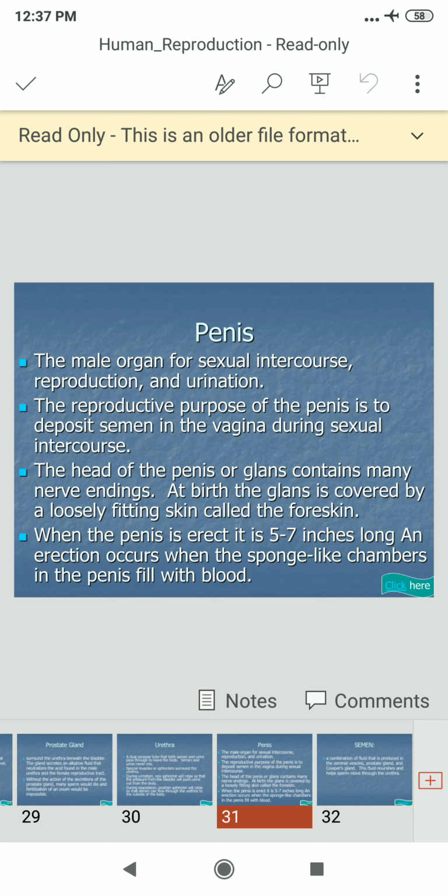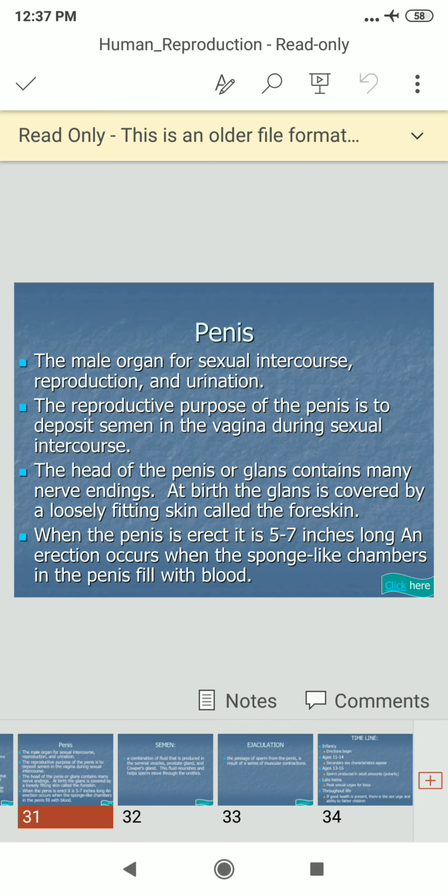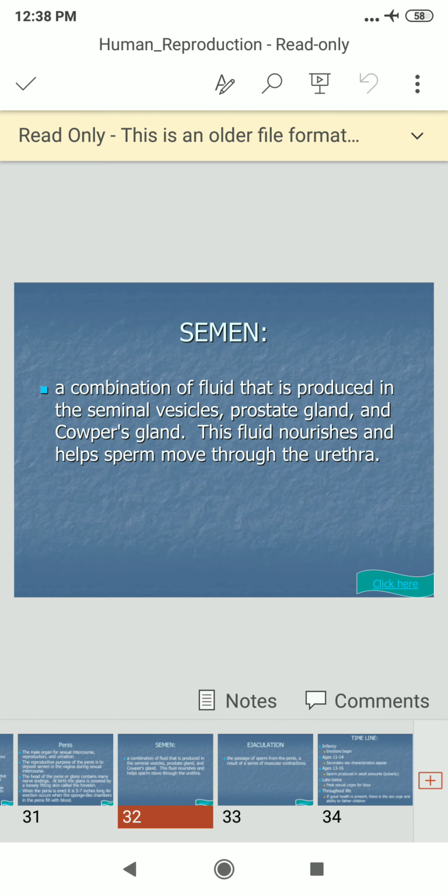At birth, the glans is covered by loosely fitting skin called the foreskin. When the penis is erect, it is 5 to 7 inches long, and erection occurs when the sponge-like chambers in the penis fill with blood. Semen is a combination of fluid that is produced in the seminal vesicle, prostate gland, and the Cowper's gland; the fluid nourishes and helps sperm move through the urethra.